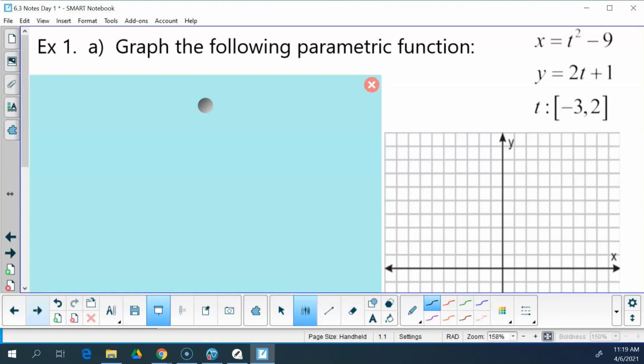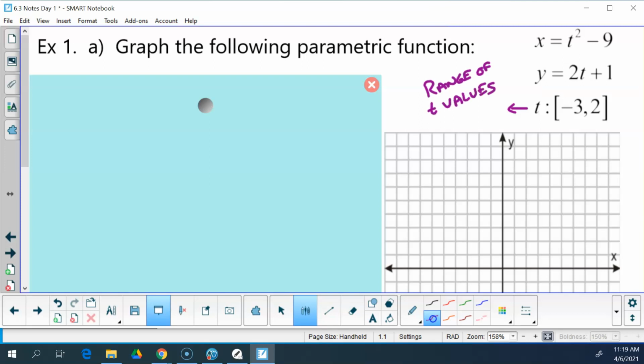And I'm going to show you how to do each of those, and then you can determine which one you like the best. Okay? So if we are graphing this function, we've got our x function of t squared minus 9. We've got our y function of t, 2t plus 1. And then we've got t is negative 3 to 2. And this tells me the range of t.